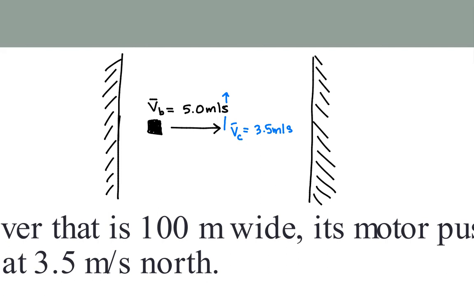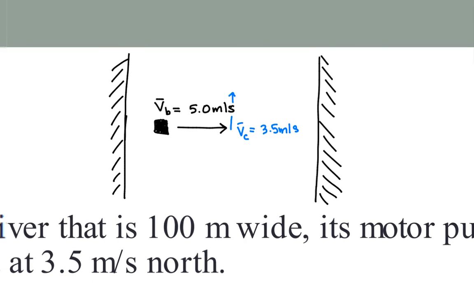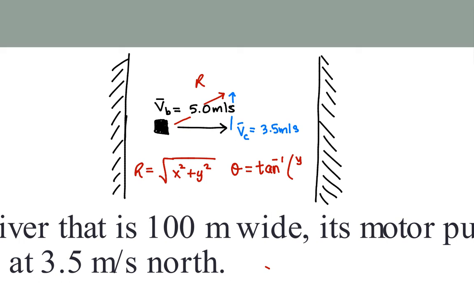Now, what's actually going to happen is the resultant, which for some reason I've decided to color in red. So that one I just call R. Resultant. The resultant is very easy to calculate. It's the square root of x squared plus y squared, and the theta would be the inverse tangent of y over x.